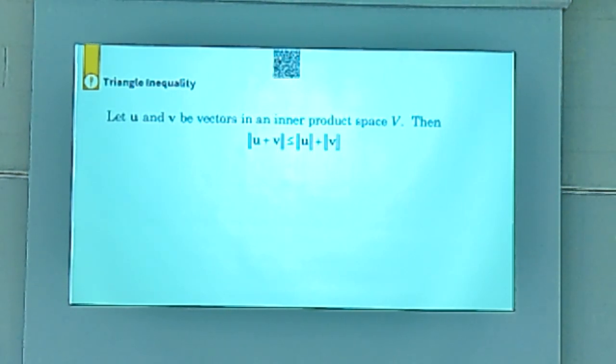Otherwise, you should already be familiar with the triangle inequality, but with real numbers instead. For all real numbers x and y, the absolute value of x plus y is less than or equal to the absolute value of x plus the absolute value of y. We're now extending that to the more general vector.